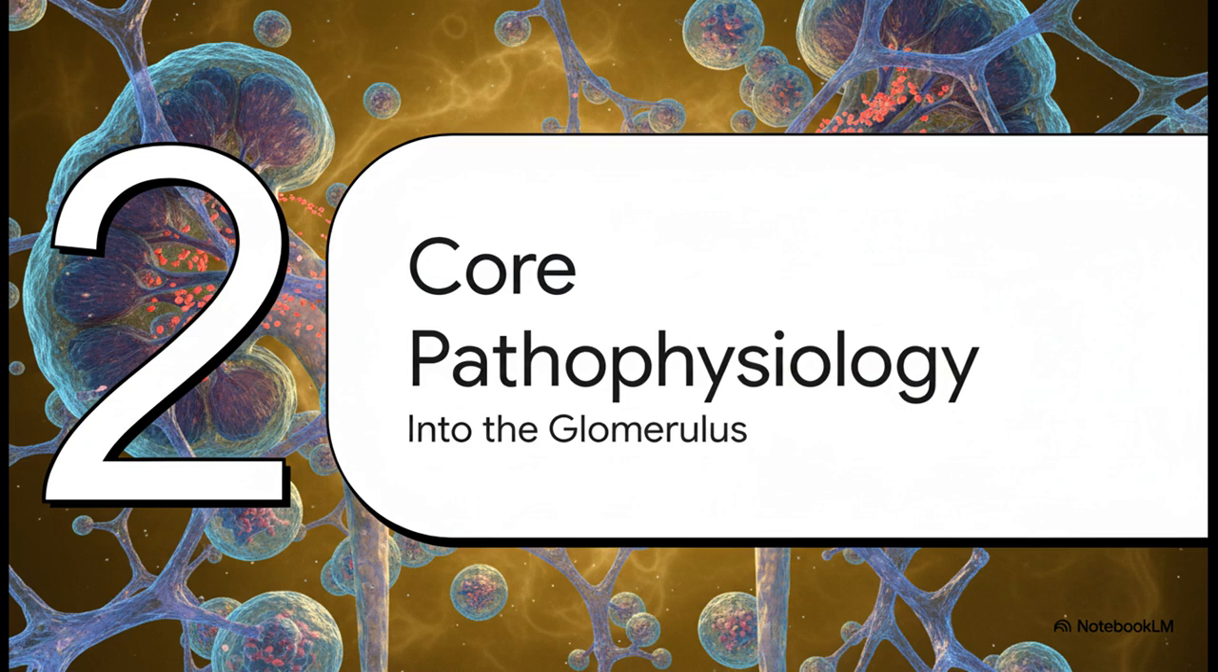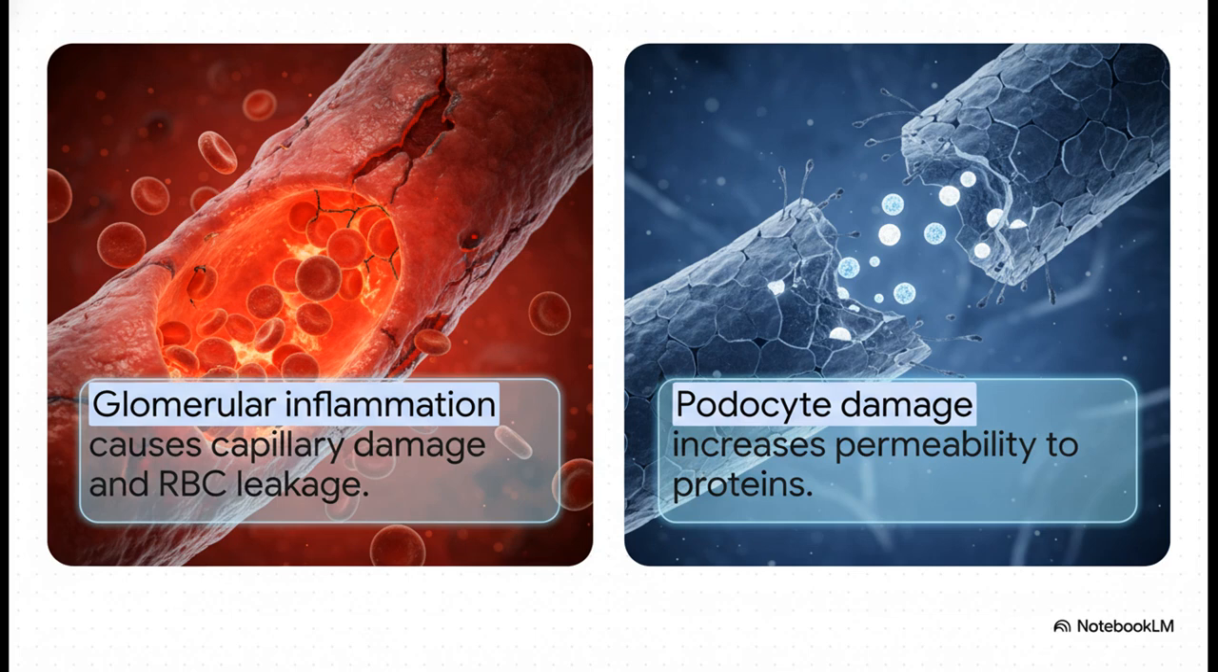Into the glomerulus. I want you to literally close your eyes for a second and imagine shrinking down to a microscopic size. We are stepping right inside the 3D structure of the kidney. Welcome to the microscopic battleground. On the nephritic side, we're seeing violent glomerular inflammation. It's actively attacking and damaging the capillary walls, tearing them open just enough to let red blood cells, or RBCs, leak out. It's physical damage driven by an overactive, angry immune system.